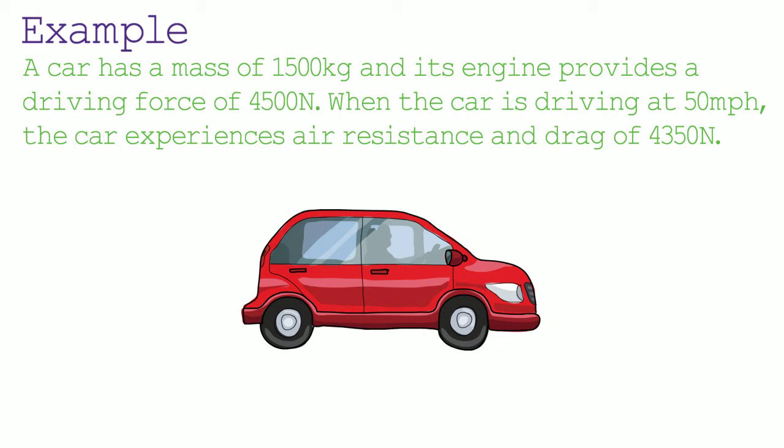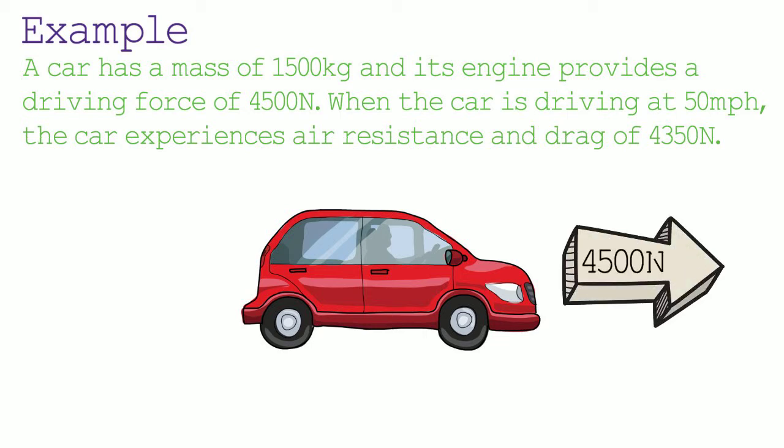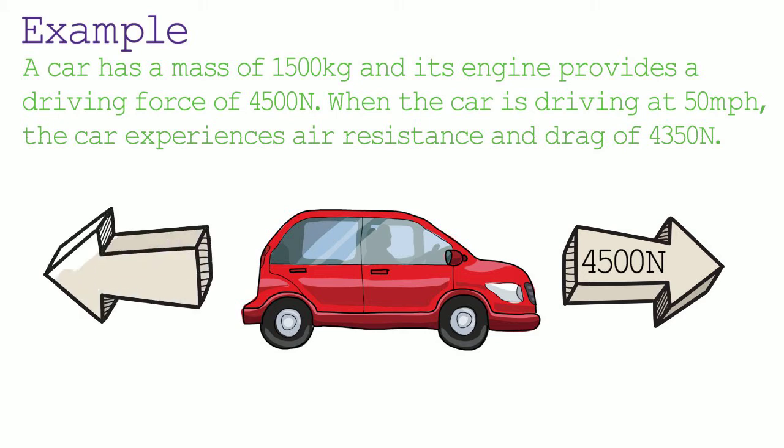It is easier to work out the resultant force by using a diagram. So here we have our car, and we're going to assume that it's travelling in a rightwards direction. Our car is currently travelling at 50 miles per hour. The driving force of this car is 4,500 newtons. At a speed of 50 miles per hour, the car experiences air resistance and drag of 4,350 newtons, and this is acting in the opposite direction to the direction that the car is travelling in, i.e. there's 4,350 newtons acting in a leftwards direction.